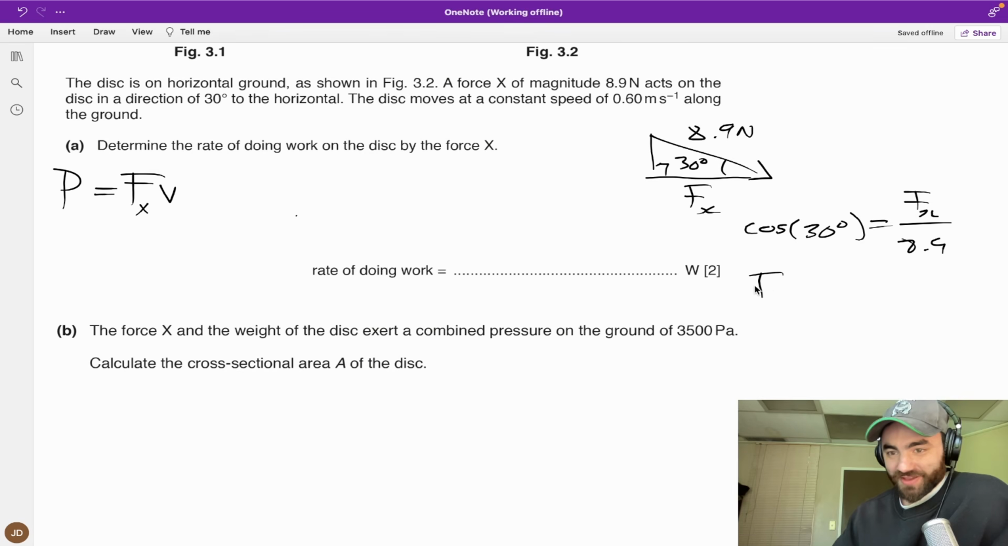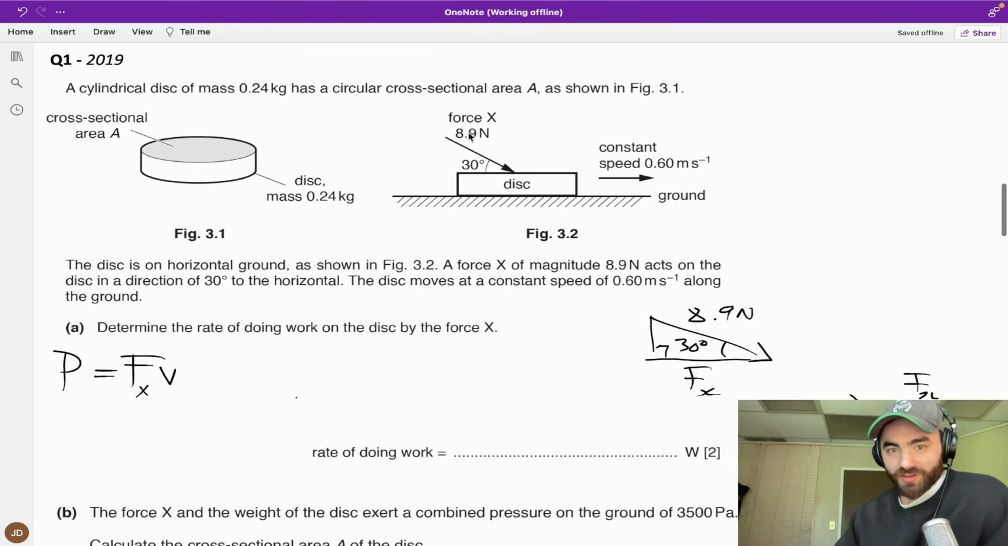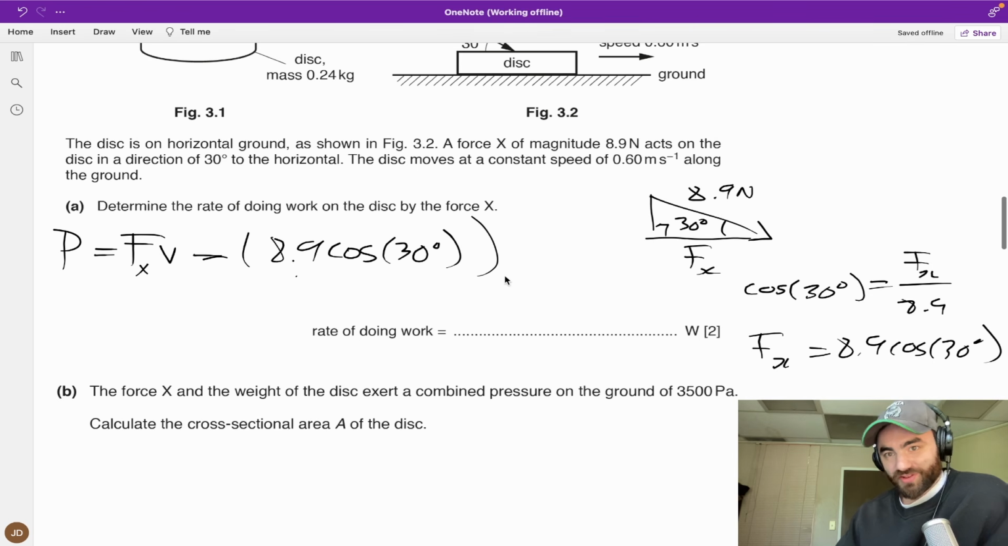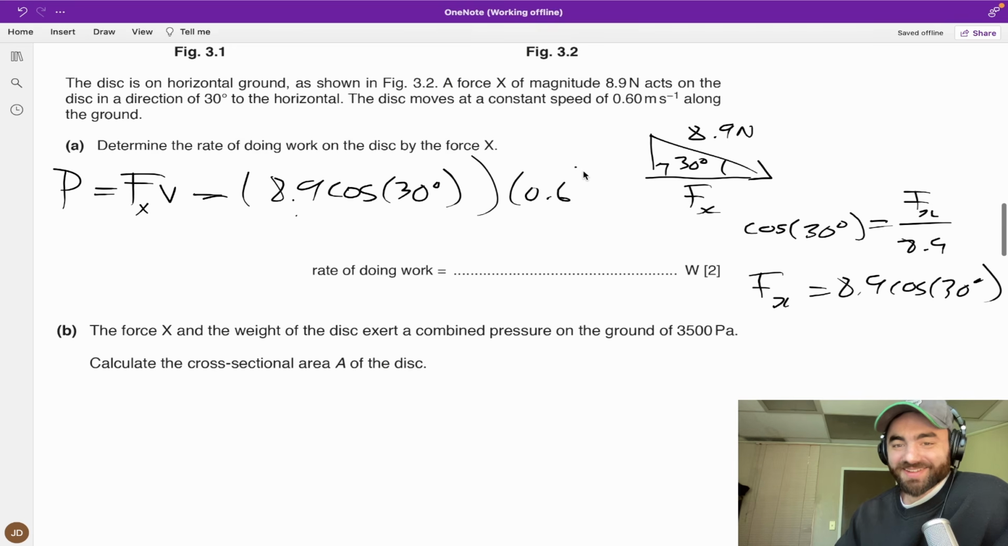I feel like I go too fast. Fx is equal to 8.9 cos of 30 degrees. Right, so that's the component of this force acting in the same direction as the speed or the velocity. That means the rate of doing work is going to be 8.9 cos of 30 degrees times the velocity, which is 0.6. And then you put that all in your calculator. 4.6 watts.